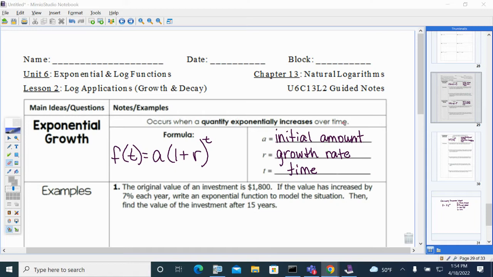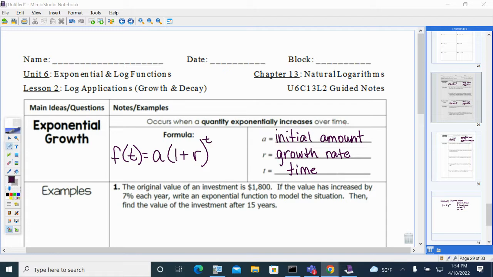This video is on Unit 6, Exponential and Logarithmic Functions, Chapter 13, Natural Logarithms, Lesson number 2, Log Applications, Growth and Decay. So in the first set of examples, we're going to be talking about exponential growth. Exponential growth occurs when a quantity exponentially increases over time.